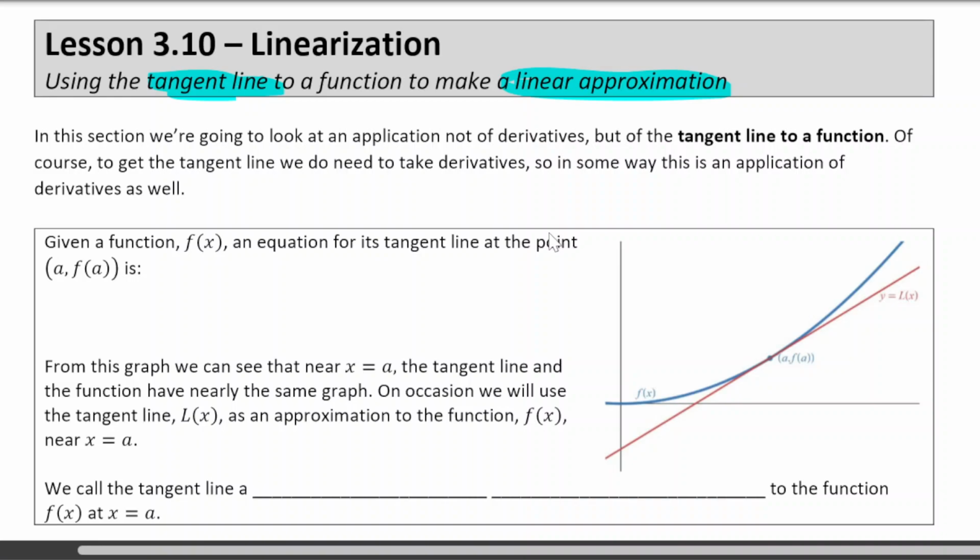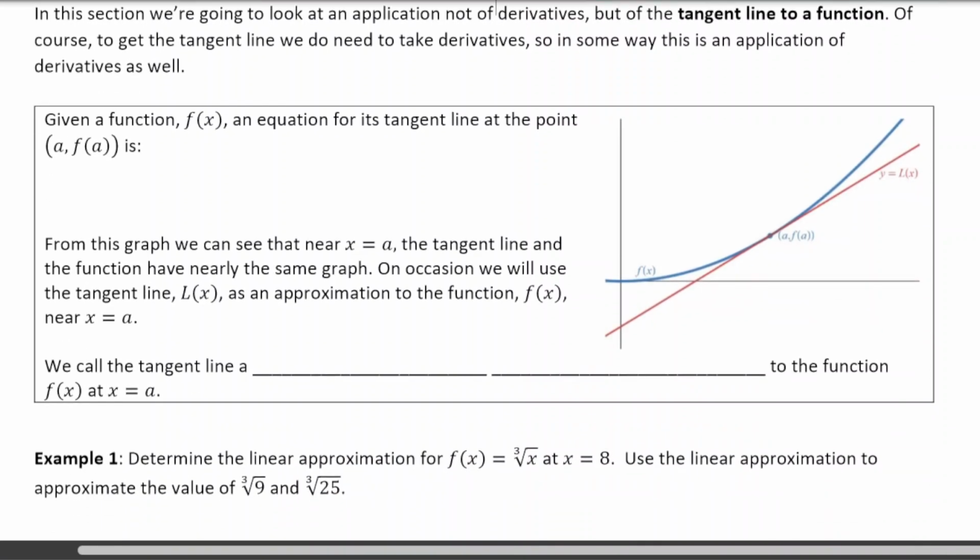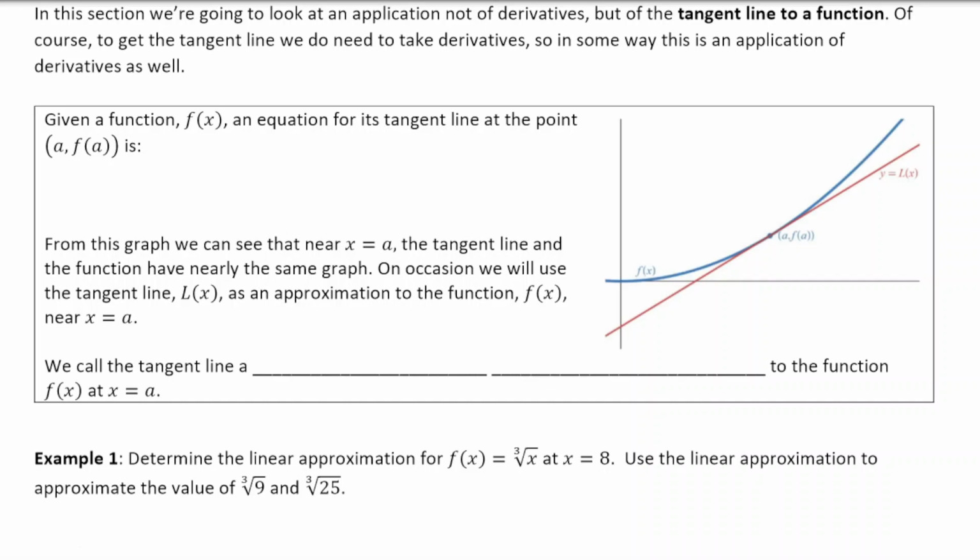But if we can make a simpler approximation to the function, then we can use that to get some approximate values that are pretty good. So let's look at a picture to see what we're doing here. Let's say our function is shown in blue. This is the function here, f of x, that I'm highlighting in blue.